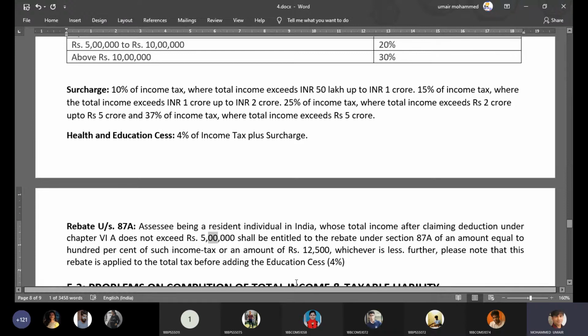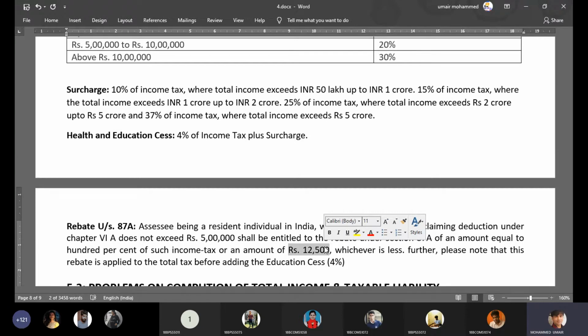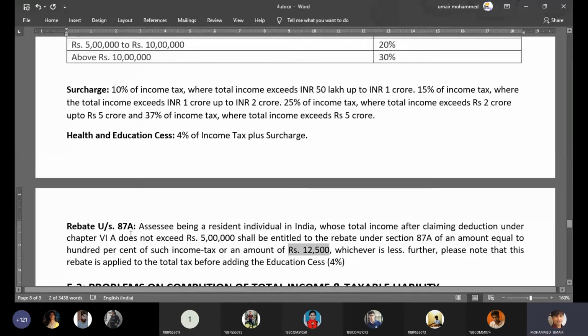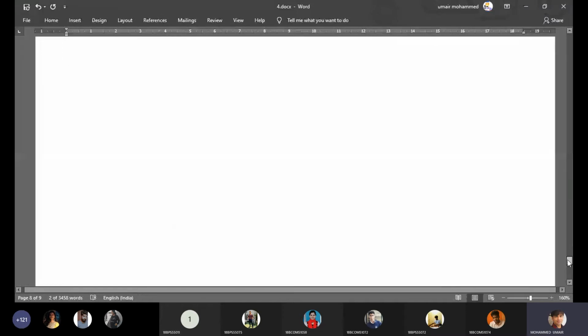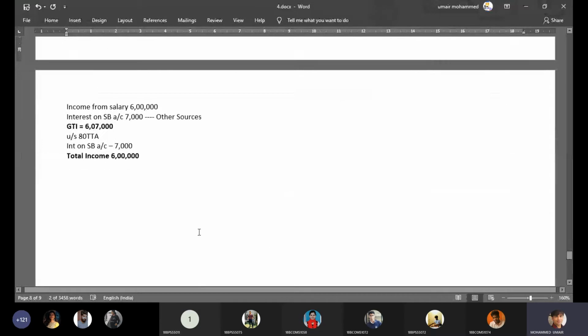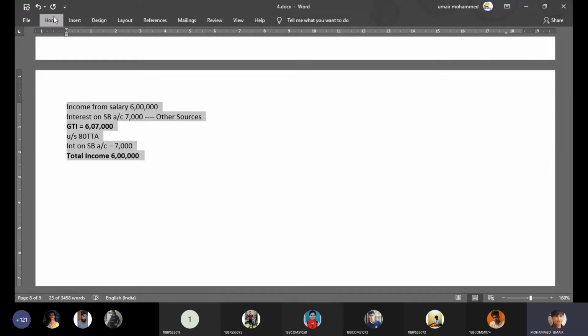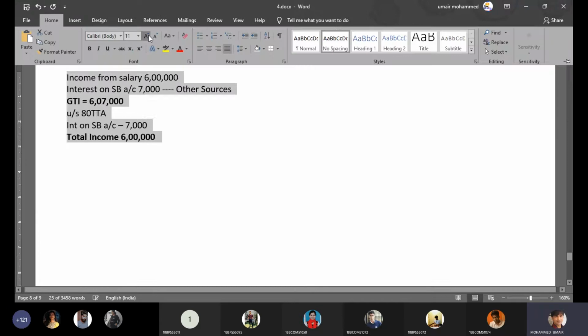Now, what is the rebate amount? The rebate amount is maximum 12,500. Actual tax payable or 12,500, whichever is less. And you should also note that the rebate is applied to the total tax before adding education cess. Now, since I've done a brief workout here, let us calculate the tax for this itself. Okay, let's do that exercise on this. Let's experiment that provision on this.